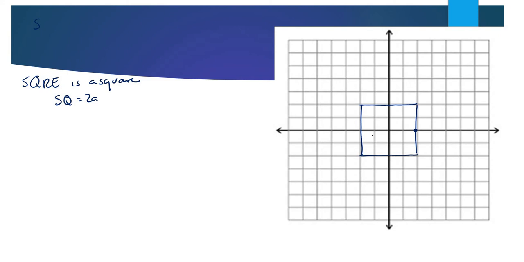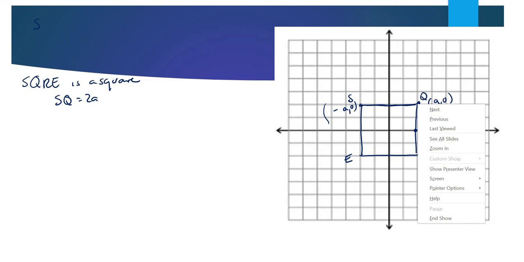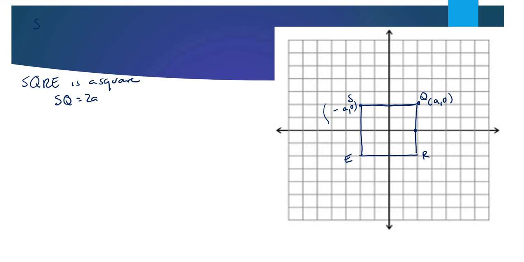I'm going to call this point, well, let's see. We've got SQRE. We know that SQ's distance is 2A. So if I make this vertex A, comma 0, and this one negative A, comma 0, then the length of this is from negative A to A, which is 2A. Back up, I'm sorry, we can't call that 0.